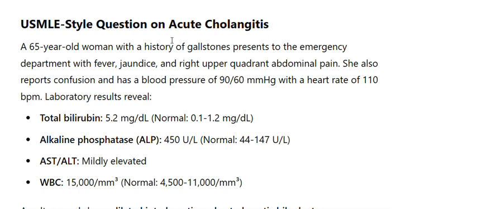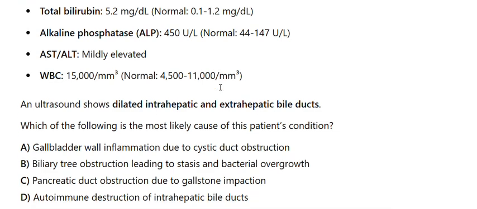Laboratory results reveal total bilirubin 5.2 mg/dL, normal 0.1 to 1.2 mg/dL; alkaline phosphatase, ALP, 450 U/L, normal 44 to 147 U/L, markedly elevated; WBC 15,000 per mm³, normal 4,500 to 11,000 per mm³. An ultrasound shows dilated intrahepatic and extrahepatic bile ducts. Which of the following is the most likely cause of this patient's condition?